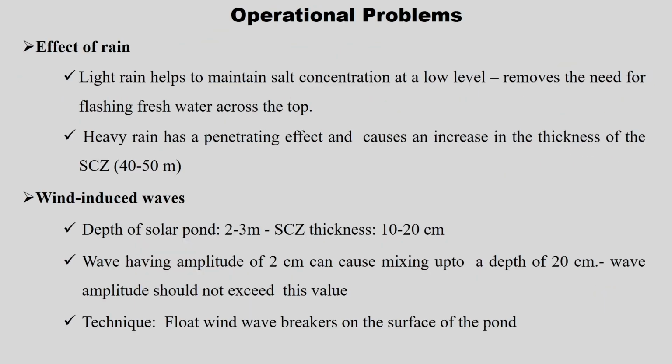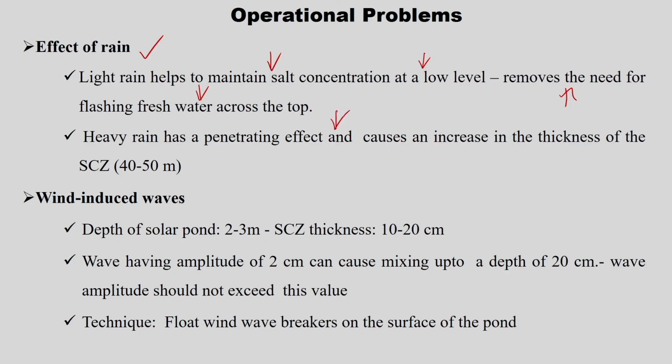The operational problems: the effect of rain. Light rain helps to maintain the salt concentration at a lower level, because it dilutes the surface water and removes the need for flushing fresh water across the top. As I said earlier, there may be concentration change due to thermal stratification. In that case we flush the fresh water then and there to dilute the concentration at the top. If light rain happens, this helps naturally.